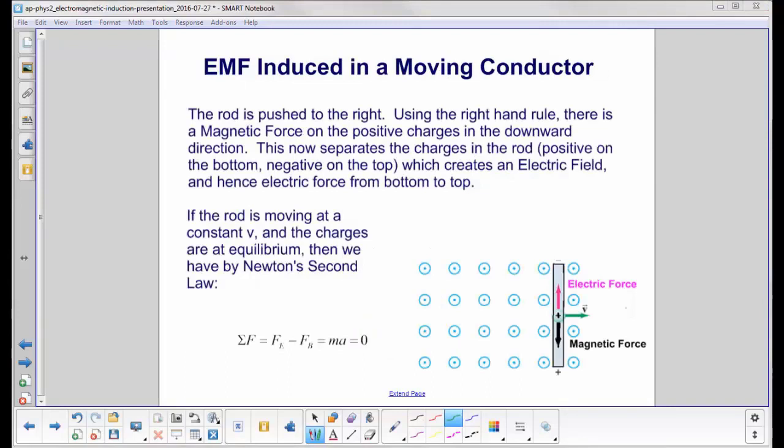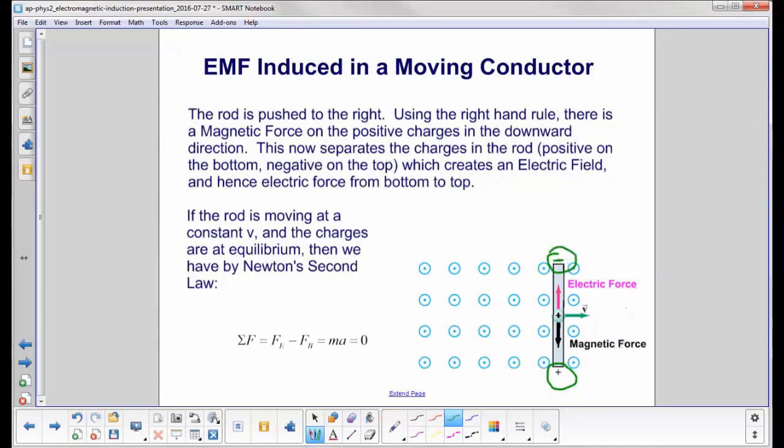The rod is pushed to the right. We will use the right-hand rule to find out the direction of the magnetic force on the positive charges in the rod. So the velocity is in this direction, the magnetic field is coming out of the board, and there will be a magnetic force on the positive charges moving them down to the bottom. And you can see we have this plus here, and as the positive charges go here, they leave behind a negative charge up here.